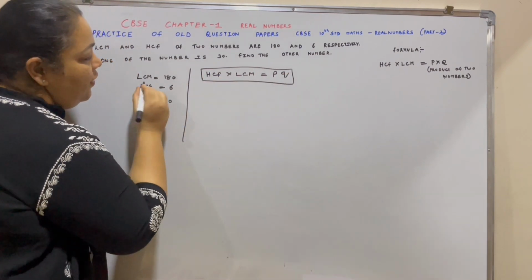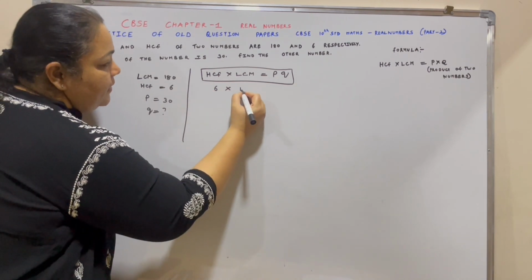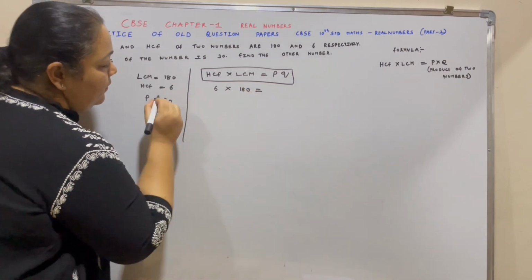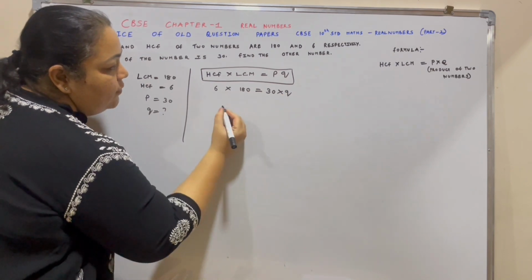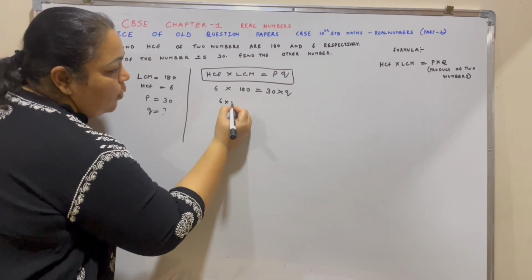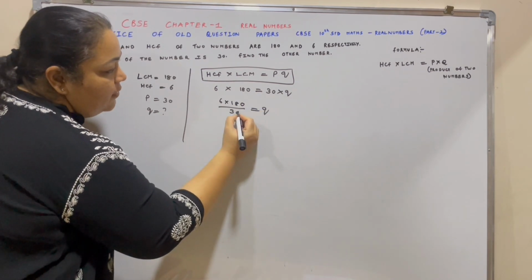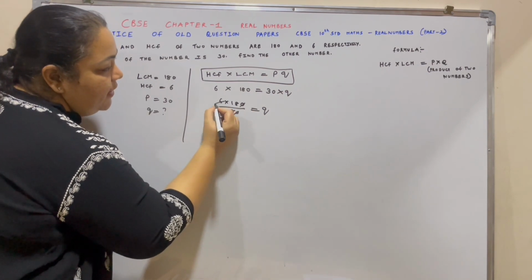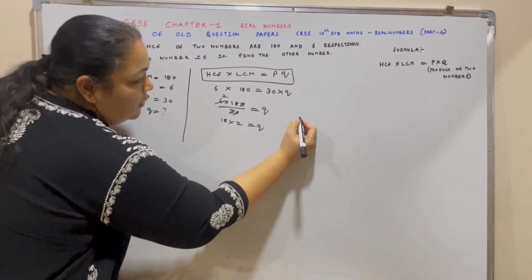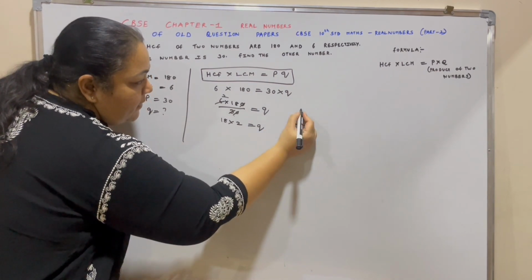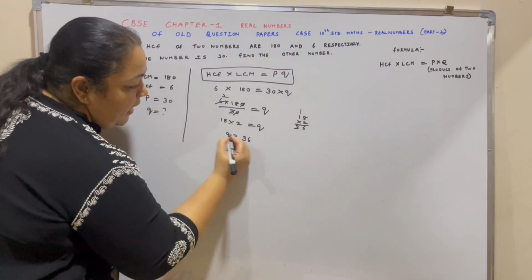Using this formula, HCF is 6, LCM is 180, and one of the numbers is 30, and we are finding the other number Q. So 6 into 180 by 30 is equal to Q. Zero, zero cancel, 3 ones are 3, 3 twos are 6, so 18 into 2 is equal to Q. 18 into 2 is 36. So Q is equal to 36, which is the answer.